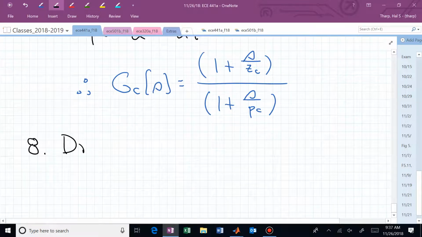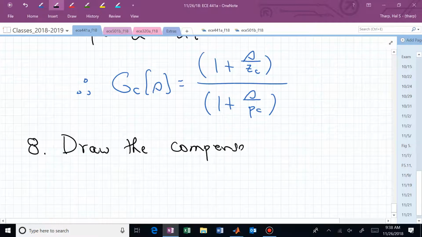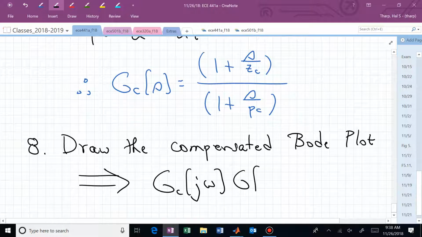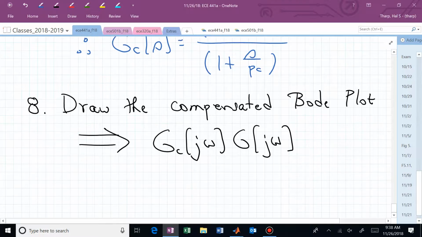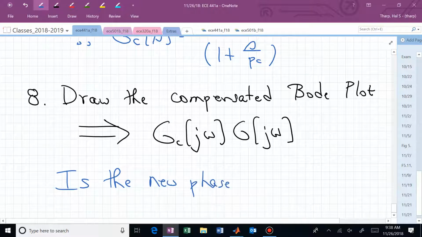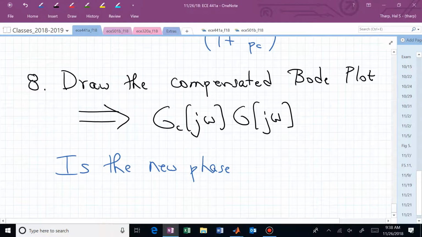So now you would draw the compensated Bode plot, and that's now sketching, or really just introducing, G sub C of j omega onto your original G of omega Bode plot. And we now simply say, in this modified or compensated Bode plot, is the new phase margin large enough?